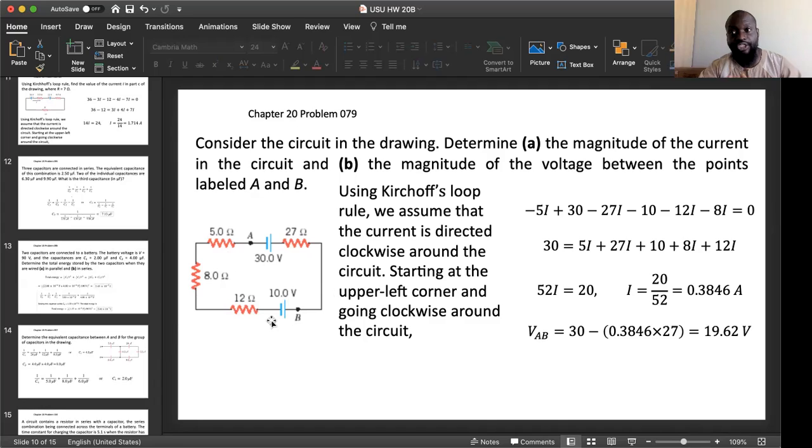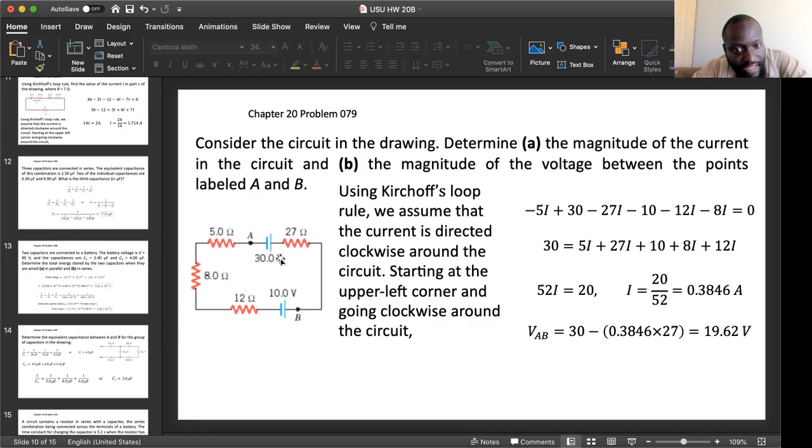So let me tell you how Kirchhoff's loop rule works. I assume current is going clockwise. I am also going clockwise. If I do that, I start from anywhere. So I'm starting from the top left corner, which is easier. Anything that passes through any resistor becomes negative. Its voltage drops. And then for cells like batteries, I check from where it's coming, from minus to plus. So this is a potential rise, not a potential drop.